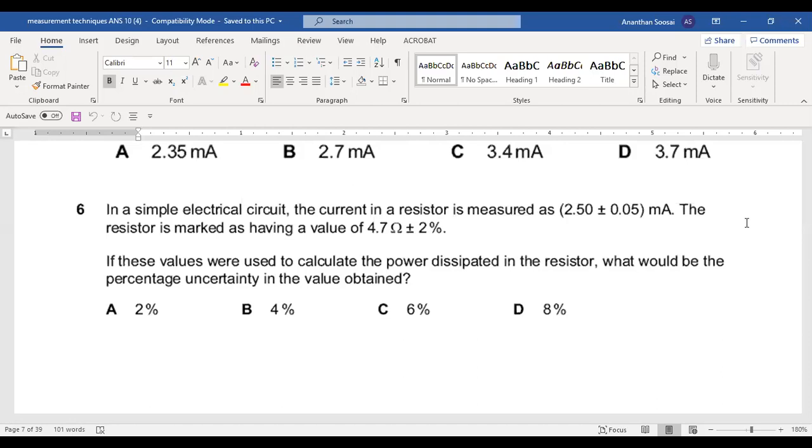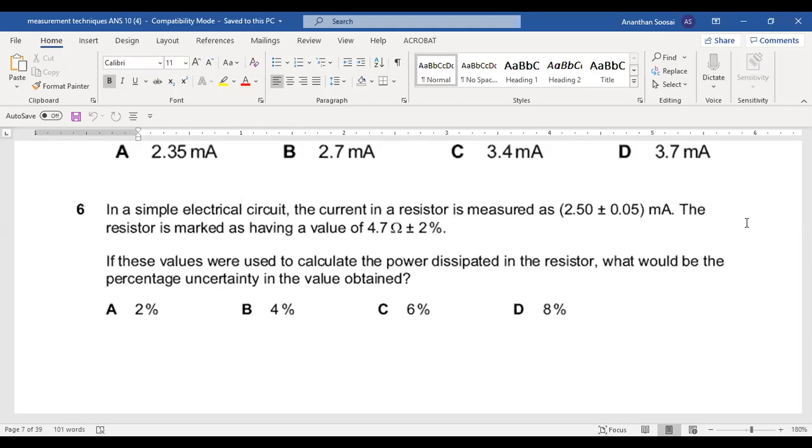Yeah, P equals to... what formula? P equals to I squared R. Good. So the formula that must come to your mind in this case is P equals to I squared R. Second, write the uncertainty formula for P.